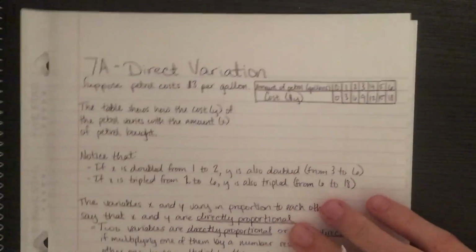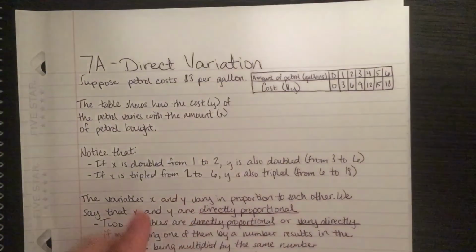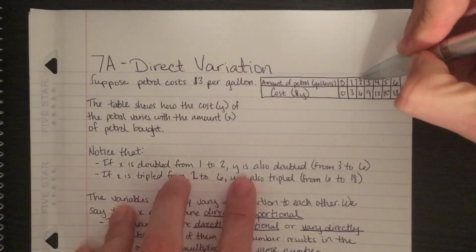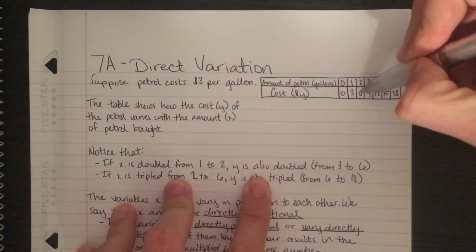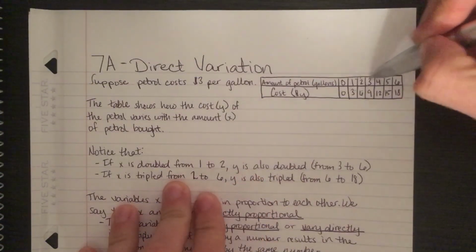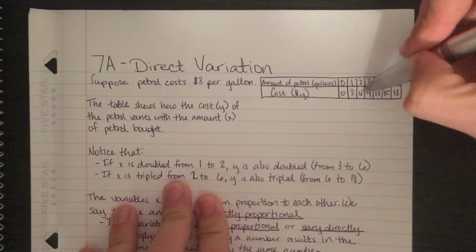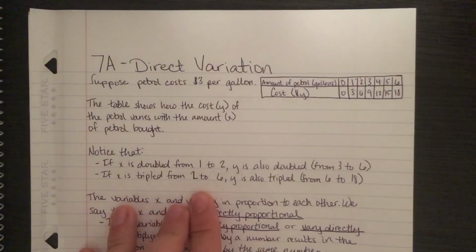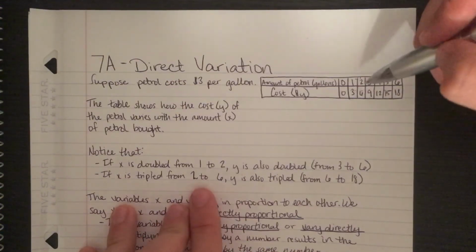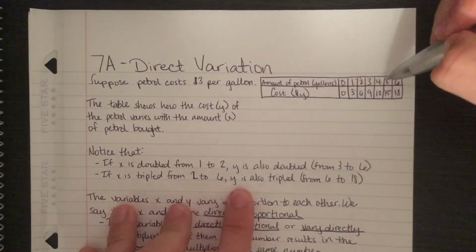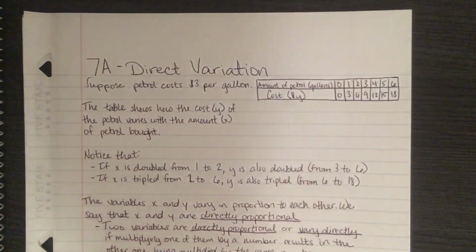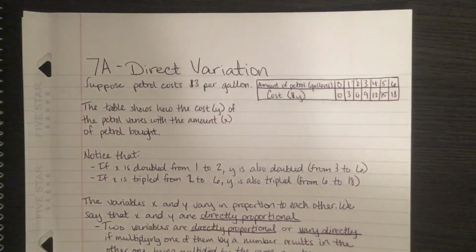And what I want y'all to notice is, if you double X, if you go from 1 to 2, the price also doubles from 3 to 6. Or if you went from 2 to 4, 6 to 12. And the same thing, if you tripled it or quadrupled it, holds true. If you triple X from 2 to 6, it goes from $6 to $18. So this is an example of direct variation.